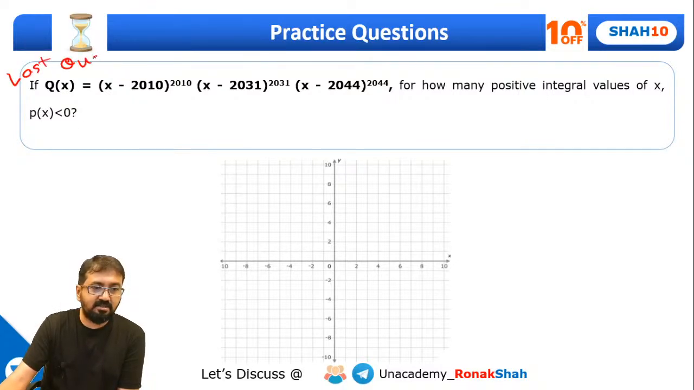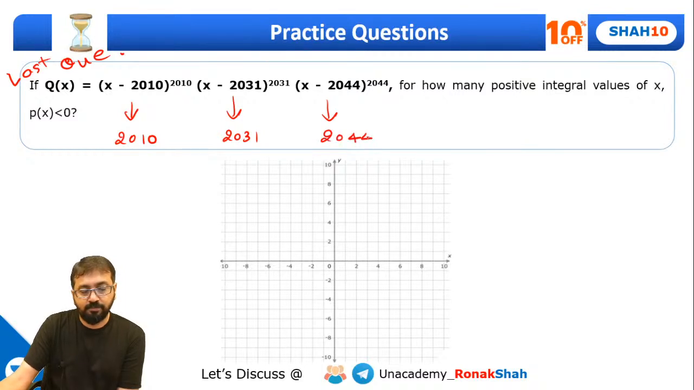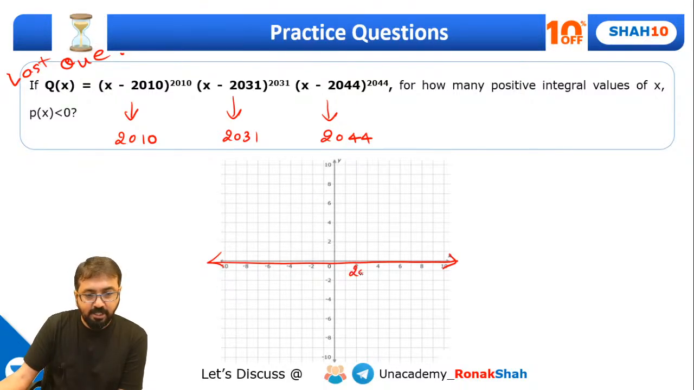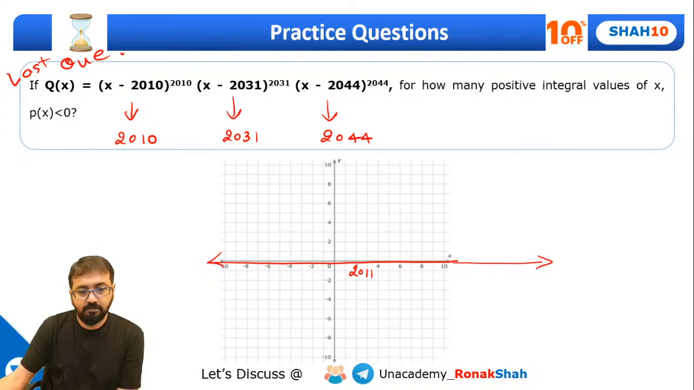Last question, guys. So सबसे पहले तो हम इसका ग्राफ निकालेंगे. तो ये रूट आएगा 2010, ये रूट आएगा 2031, यहाँ पे रूट आएगा 2044. ठीक है ना? So let me just draw that. ठीक है? So suppose 2010 यहाँ पे है. फिर 2031 यहाँ पे कहीं पे ले लेते हैं, और 2044 यहाँ पे ले लेते हैं.